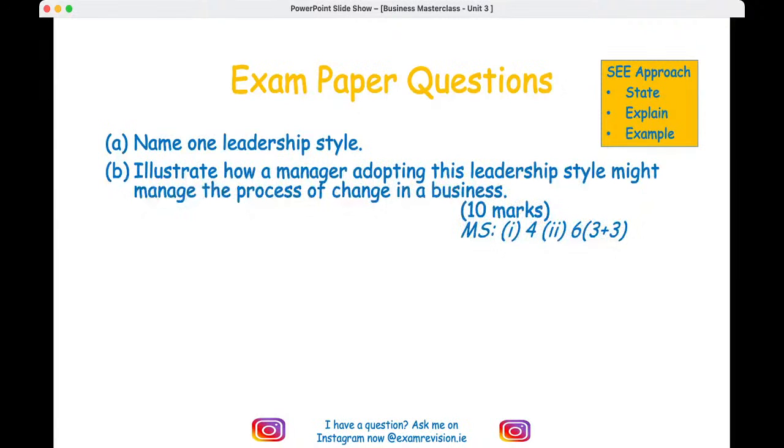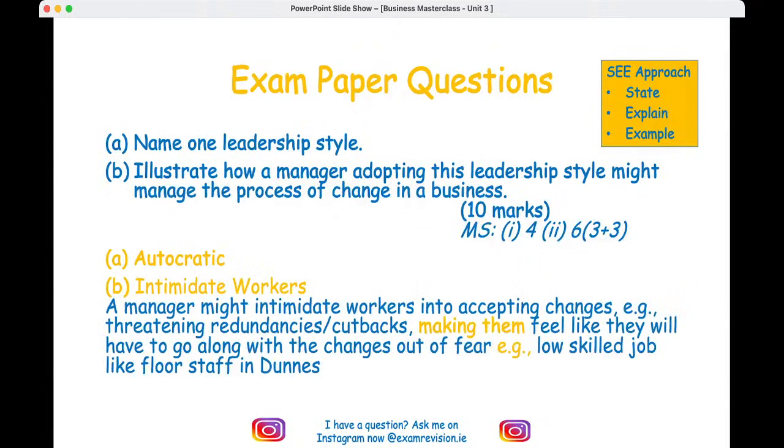So really quickly then, name one leadership style. Autocratic, really easy, 4 marks. Now let's do our technique. So let's do our state. When I say state, I mean a heading. So illustrate how managers adopting this leadership style might manage the process of change in a business. So intimidate workers. A manager might intimidate workers into accepting changes. Example: threatening redundancies or cutbacks, making them feel that they will have to go along with the changes out of fear. An example: low skill job, floor staff in Pennies or Dunnes. This is where an autocratic style might work, and a manager might adopt this to try manage change.